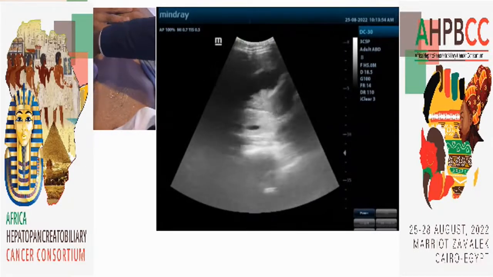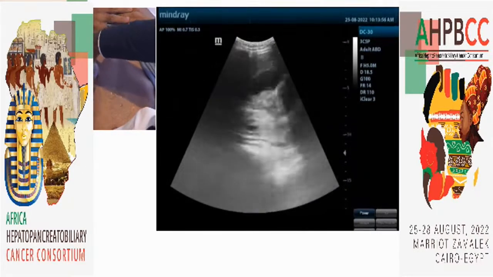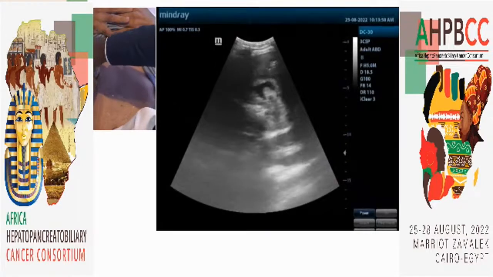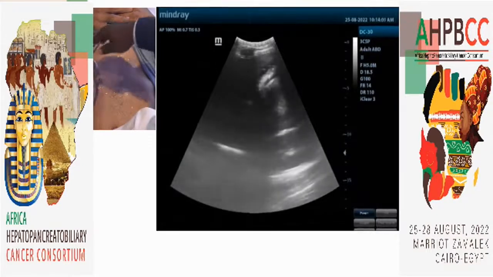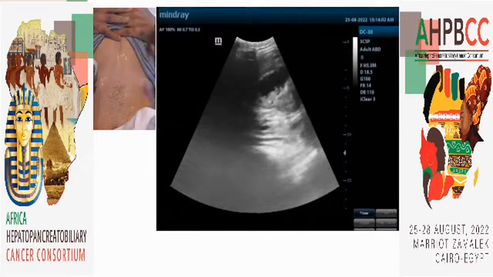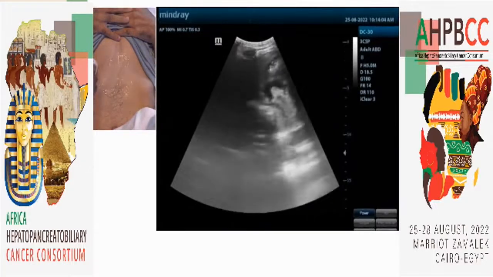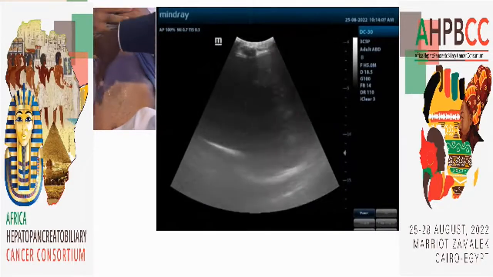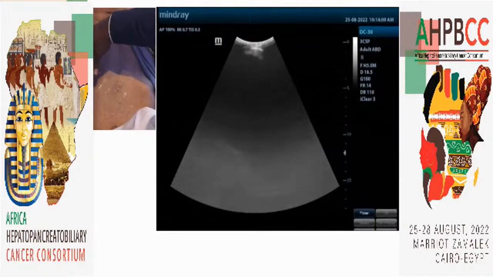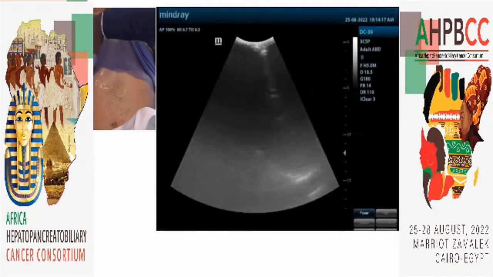Get the patient to give you support with deep inspiration. Supine position may not be enough in some patients. You may need to get them to turn to lateral decubitus. Deep breath, deep breath. Okay. Step by step.